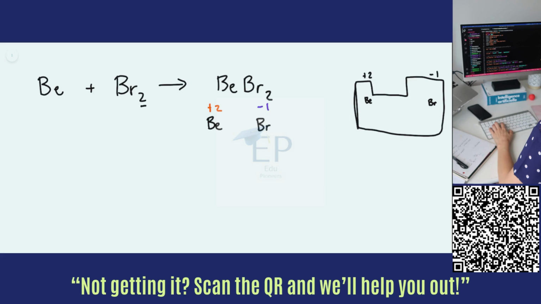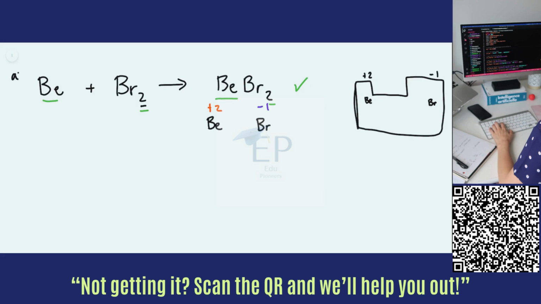All right. Then my final step is to go back and balance my equation by changing the coefficients to make sure everything is balanced. So I have 1 beryllium on the left, 1 on the right, 2 bromines on the left, and 2 bromines on the right, so it looks like everything is balanced.